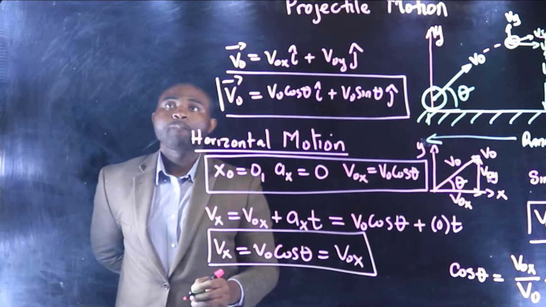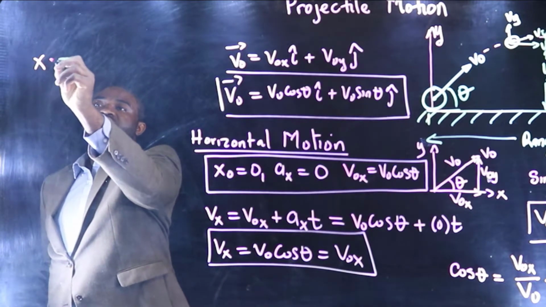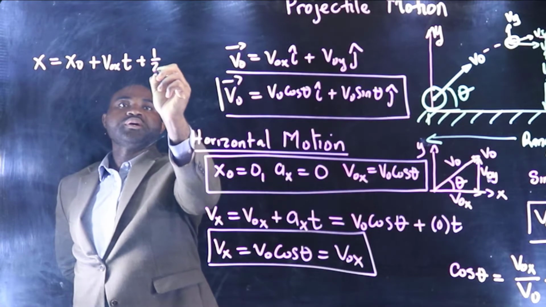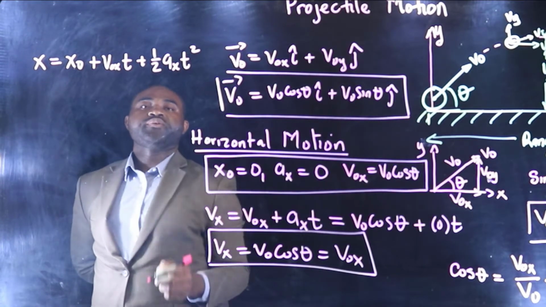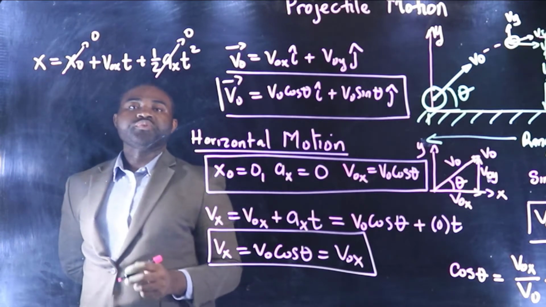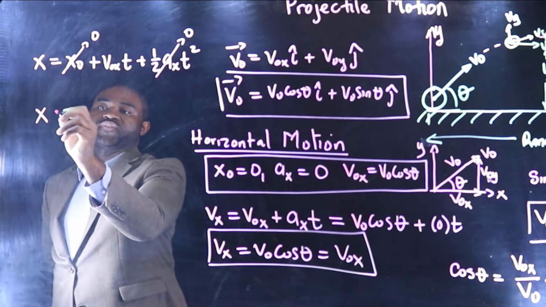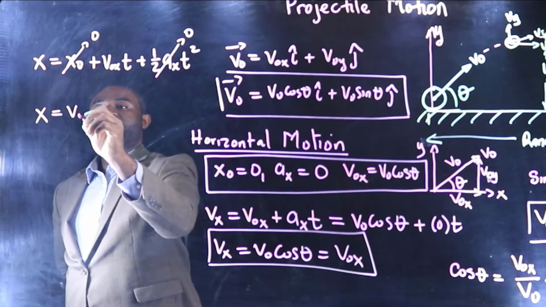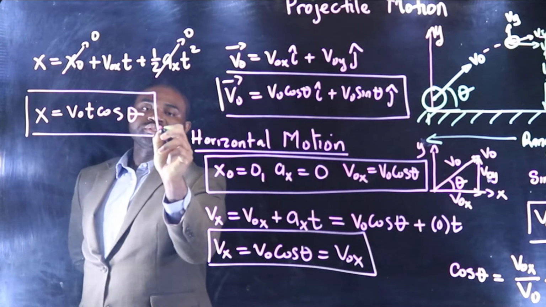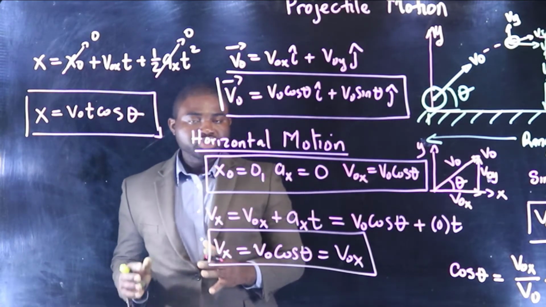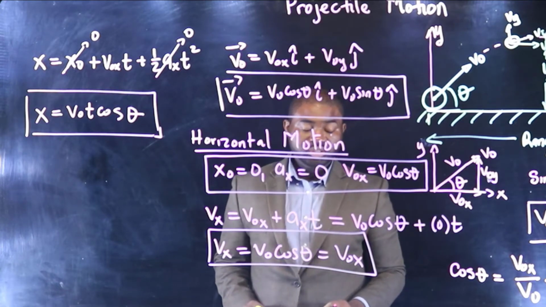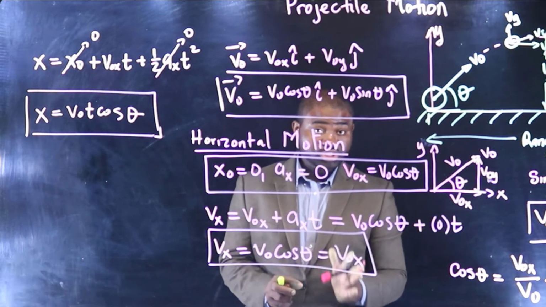So, we will have x equal to x naught plus V0xt plus 1/2 axt squared. We know that the acceleration in the x direction is 0. We know that the object begins moving from the origin. This would mean that x will be equal to V0t cosine theta. This tells us that the horizontal distance increases linearly with time. This tells us that the horizontal velocity does not change with time.